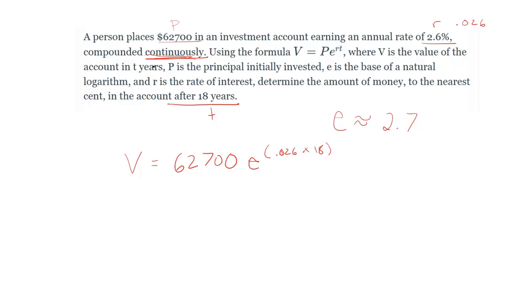If you use 2.7 instead of e, your answer is going to be a little bit off, which is going to cause some rounding errors. Be careful when you're doing these problems in Desmos because they all have you round differently.